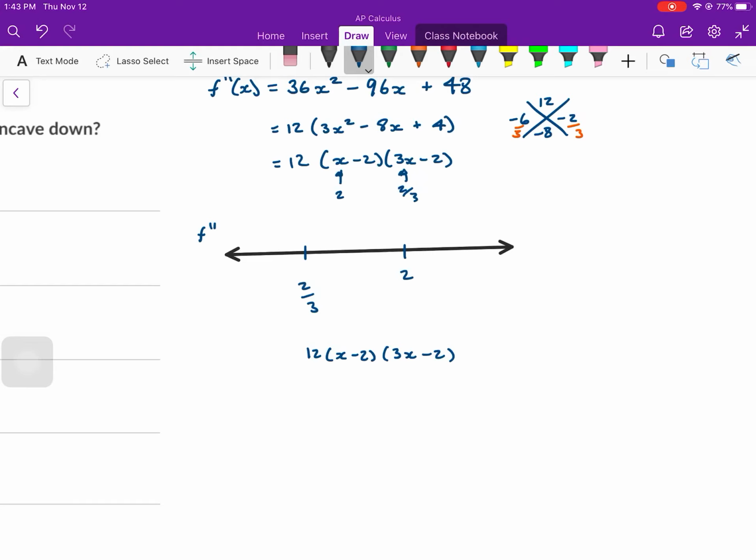So if I plug in a 0, then I'll get a negative times a negative, which is positive. If I plug in a number between 2/3 and 2, which is 1, I'll get a negative times a positive, which is negative. If I plug in a 3, I'll get a positive and a positive, which is positive.